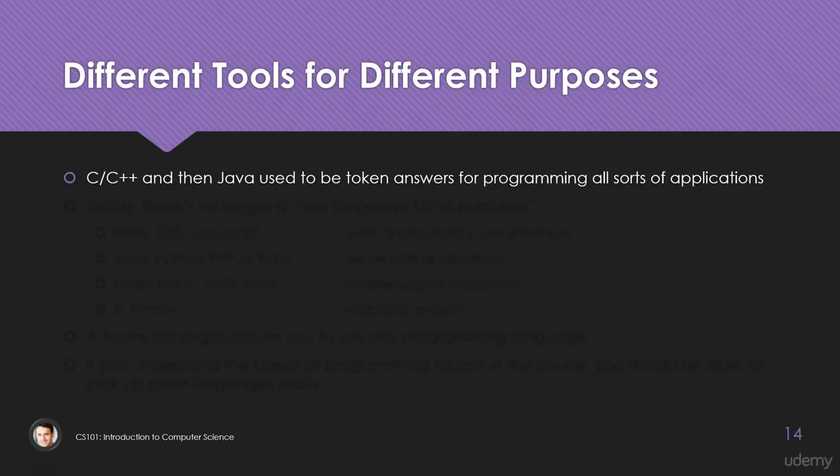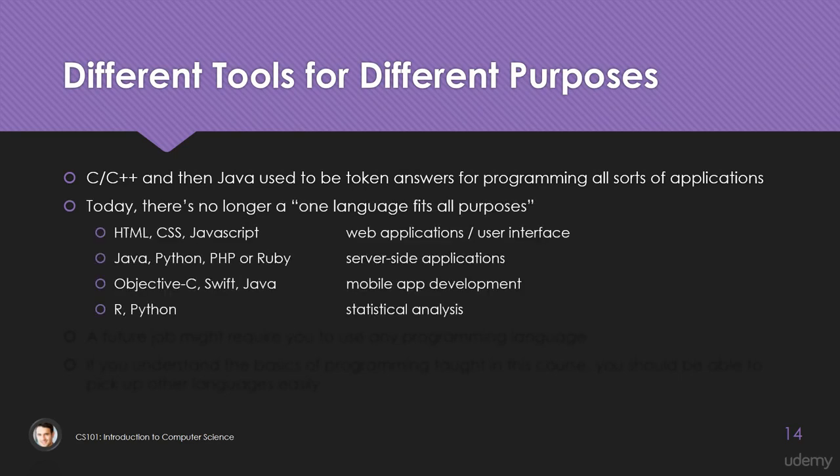C++ and Java used to be the token answers for programming all sorts of applications. Today, there's no longer a one language fits all. For web applications, you use HTML, CSS, and JavaScript, and Java, Python, PHP, or Ruby are used for server-side applications. You use Objective-C, Swift, Java, or more recently Kotlin for mobile app development, or Python for statistical analysis.